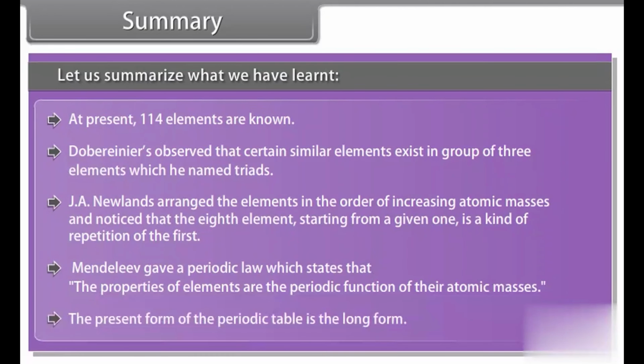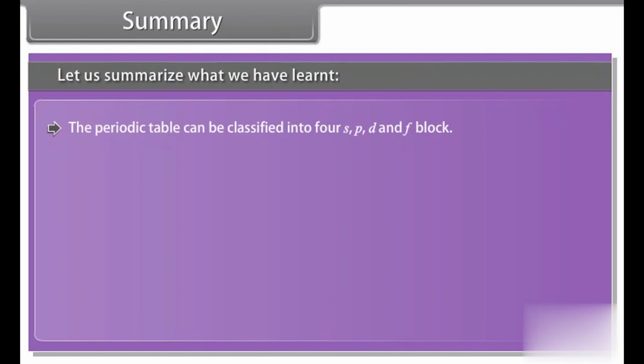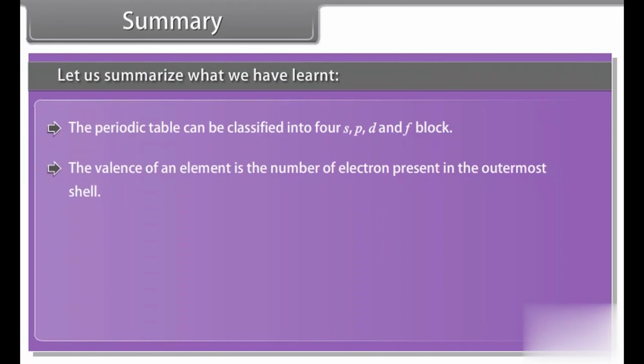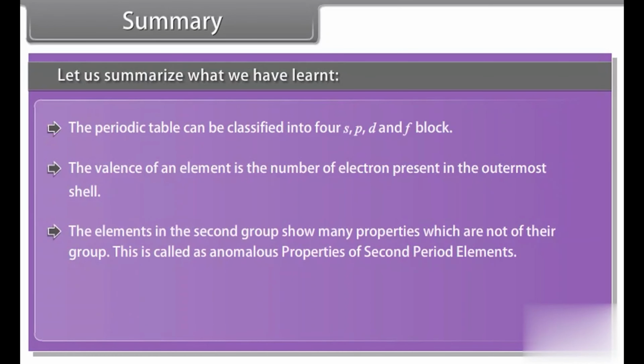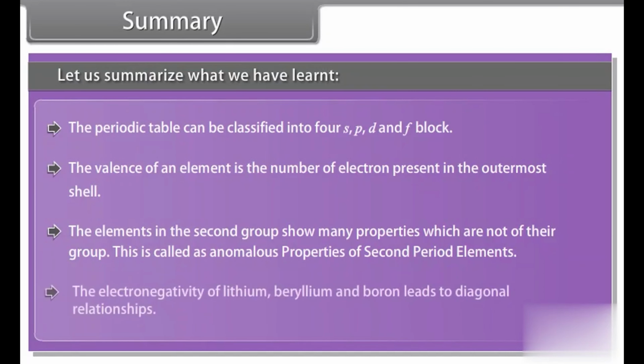The present form of the periodic table is the long form. The periodic table can be classified into 4 blocks, that is s, p, d and f block. The valency of an element is the number of electrons present in the outermost shell. The elements in the second period show many properties which are not found in their group. This is called anomalous properties of second period elements. The electronegativity of lithium, beryllium and boron leads to diagonal relationships.